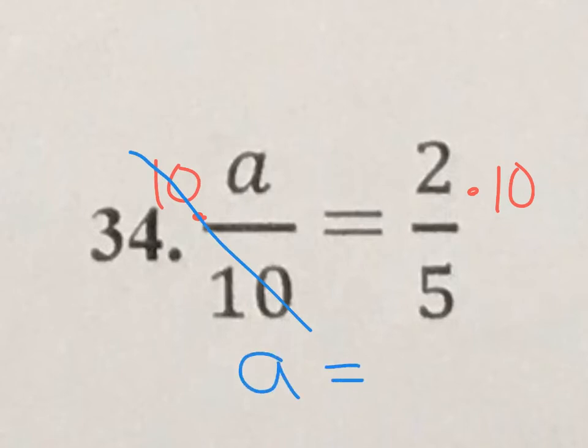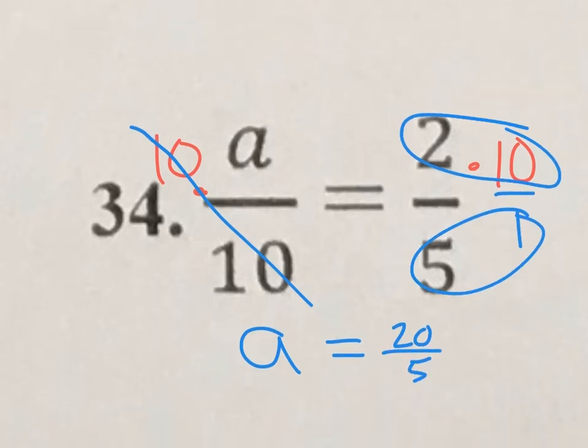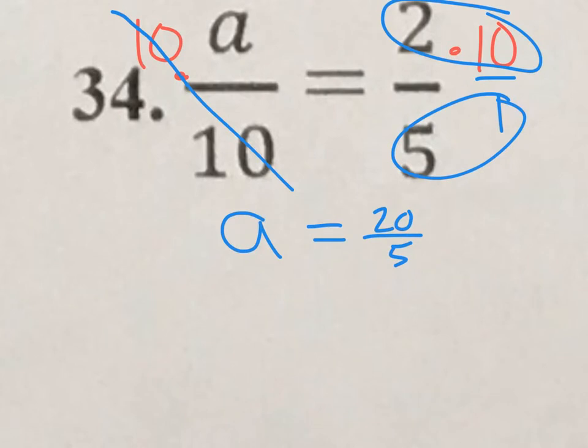You have equals, but let's figure out what's happening over here. How do you multiply a fraction with a number? You could either cancel, or you could multiply the top with the top and the bottom with the bottom by putting it over 1. So that will be 20. 2 times 10 is 20. 5 times 1 is 5, so 20 over 5. But what is 20 over 5? It's 4. So a equals 4. Does that make sense?